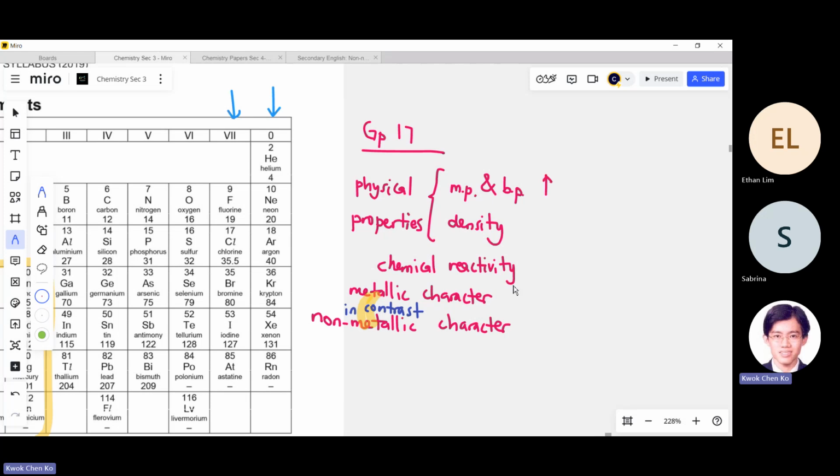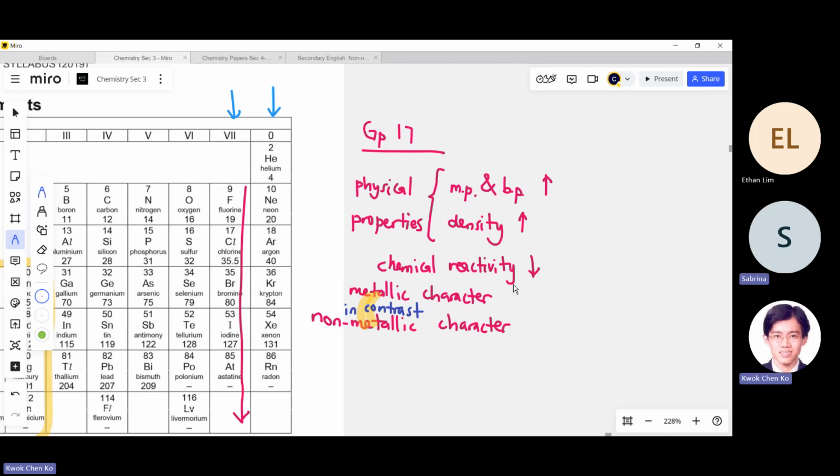Yes. Now, as always, it's down the group, from fluorine all the way to that last one, which I hardly get to pronounce at all. Arena, density? Yes, increases down as well. Ethan, chemical reactivity, group 17? Decreases. Okay, good. Sabrina, metallic character? Increases.